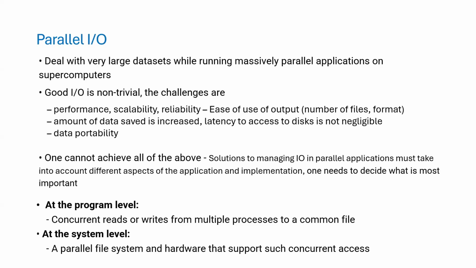The solutions to manage I/O in parallel applications must take into account the different aspects of the approaches and their implications. Basically, you need to decide what's the most important. In terms of parallel I/O, at the program level, you need to deal with concurrent reads or writes from multiple processes to a common file. At the system level, however, it depends on parallel file systems and hardware that actually support such concurrent access.